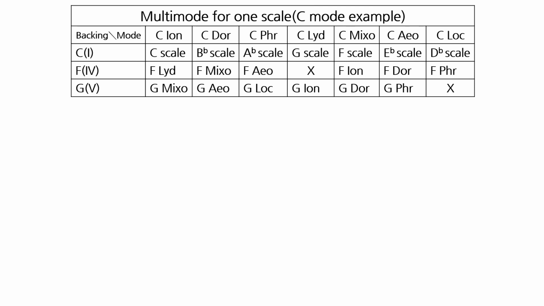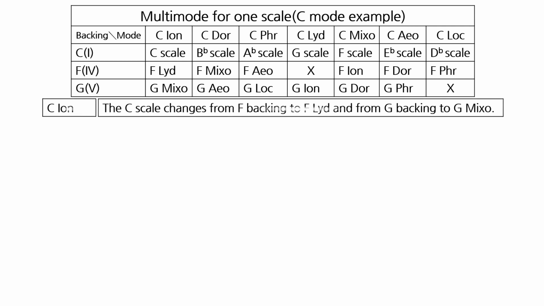Let's look at the C mode example of multimode for one scale. In the diagram, the left side shows the change of main 3 backing, and the right side shows how the I scale for each mode changes with respect to the IV and V chord backing. C Ionian, i.e. C scale for C chord backing becomes F Lydian in F chord backing, and changes to G Mixolydian in G chord backing.